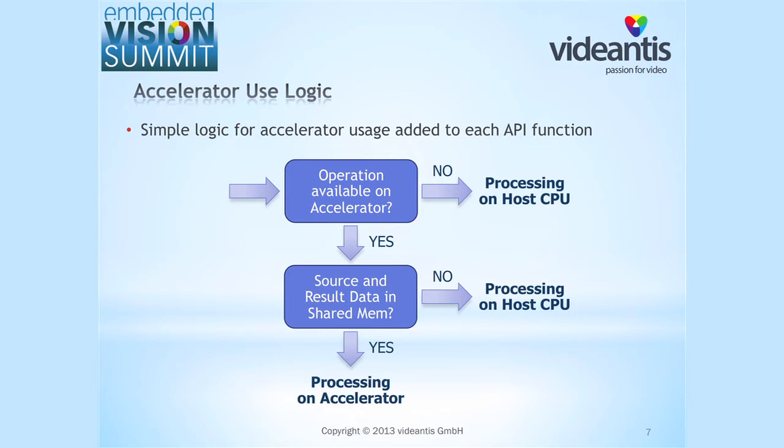The accelerator use logic that we hide within the OpenCV library is then rather simple. For each function call that someone does in OpenCV, we first of all check, do we support this specific operation at all? As I said, there are limitations on what is usually supported on an accelerator. If it's not supported, then of course we have to do it on a CPU. This is our fallback. If it is supported, we need to check where the source and the memory region for the result data are. If they are in a specific memory region that is physically addressable, we can do the processing on the accelerator. All this is hidden in the OpenCV API.